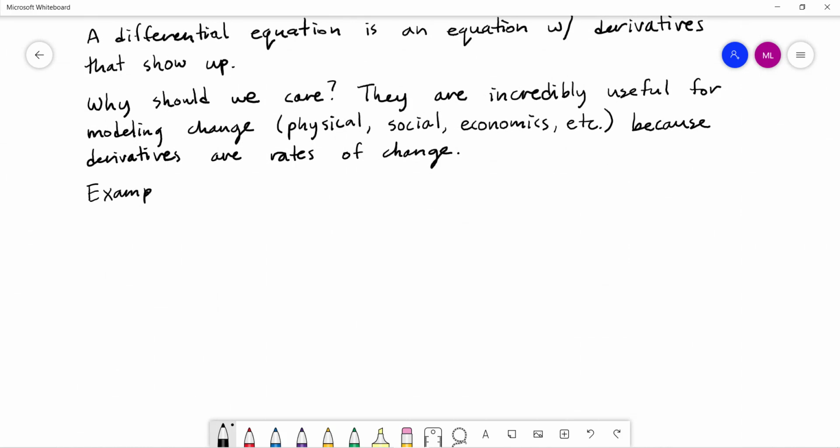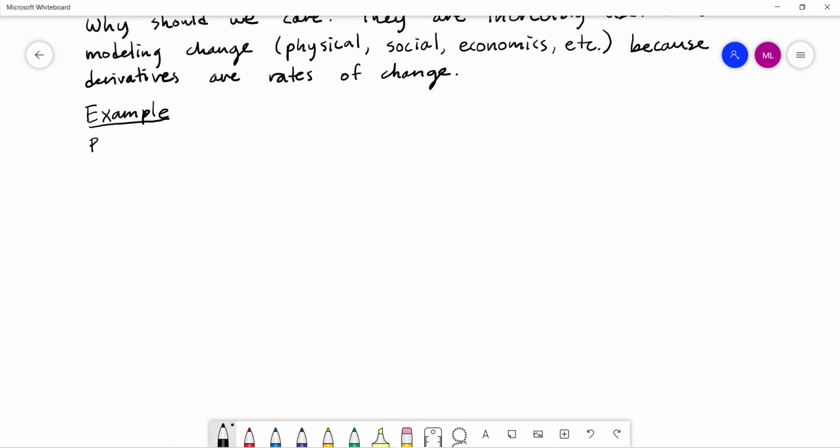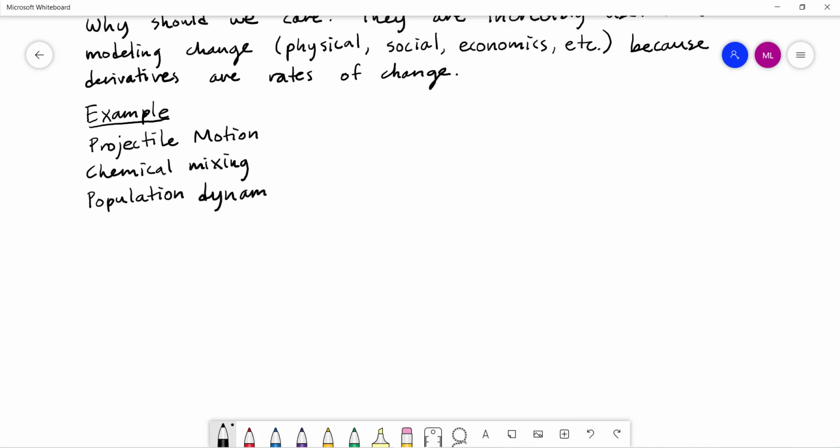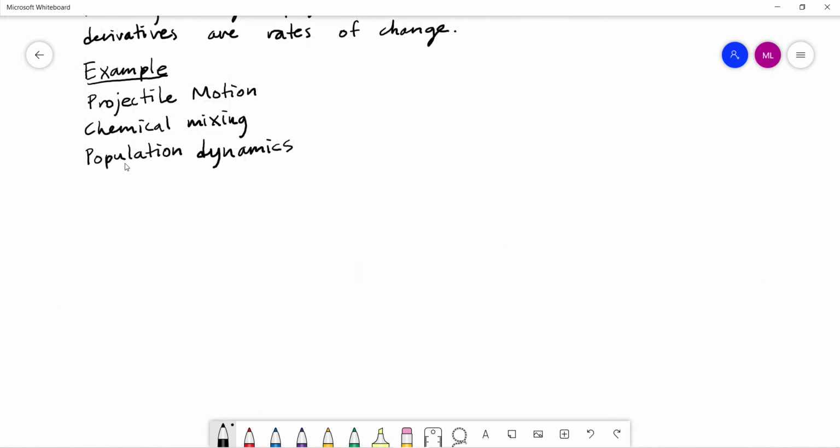So let me give you a quick list of some of the things that we'll be looking at. We won't look at all of these this semester, but many of them. So for example, one of the first things we'll look at is, and you may have already seen this, projectile motion. This is actually, examples of this are done back in Calculus 1 even, and the idea of a differential equation is introduced there. We'll be looking at chemical mixing, so things from chemistry, things like population dynamics, meaning how quickly is a population growing or decreasing based on external factors. So this could be populations of things like people or animals or trees, or populations of small things like bacteria, etc.